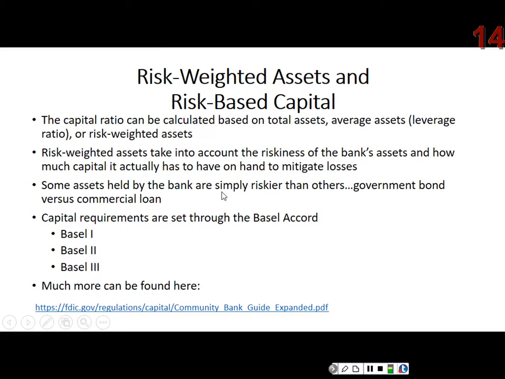Some assets held by the bank are simply riskier than others. For example, a government bond versus a commercial loan. The government bond is a much, much safer asset for the bank than a loan to a business. And as you start studying the banking industry, you're going to see something called the Basel Accords. So the Basel I, Basel II, and Basel III. And basically what the Basel Accords did is they put different countries on equal footing when it comes to how much capital their banks should have.